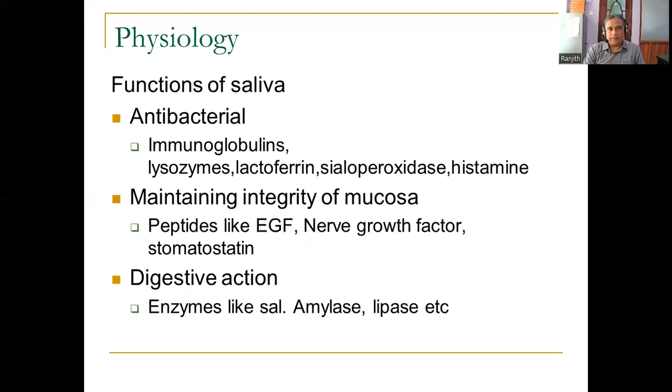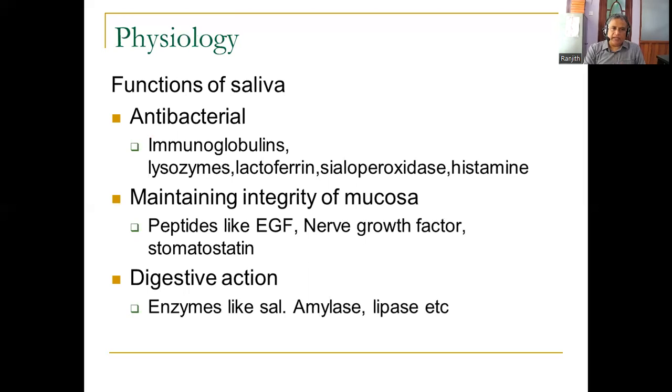Now we spoke about the anatomy, now we come to the physiology of saliva. What is the function of saliva? So I said earlier, it's also antibacterial. Immunoglobulins are present, which basically attack the bacteria and virus and destroy them. Lysozymes, lactoferrin, sialoperoxidases, histamine, all these are present in the saliva, which act as antibacterial.